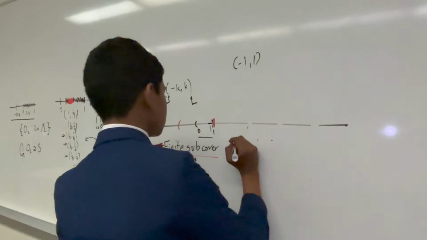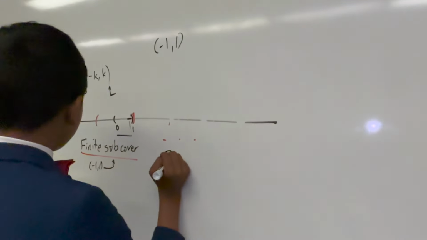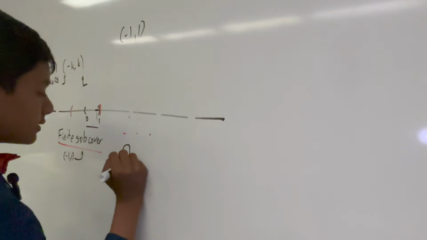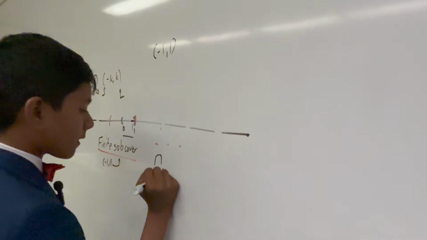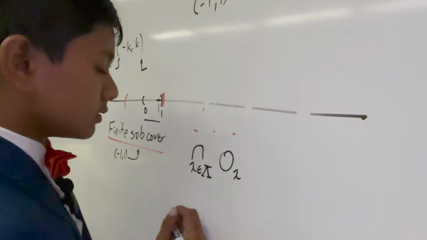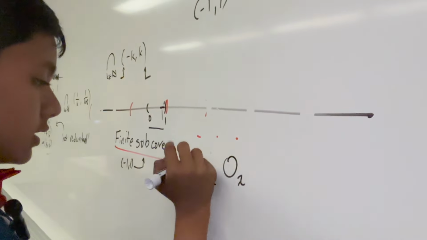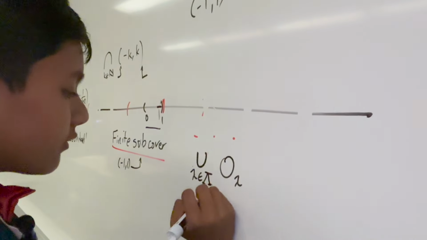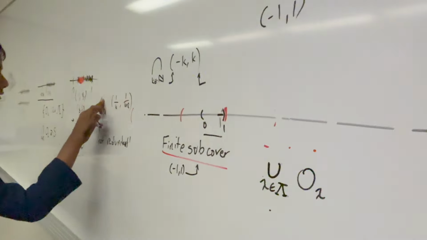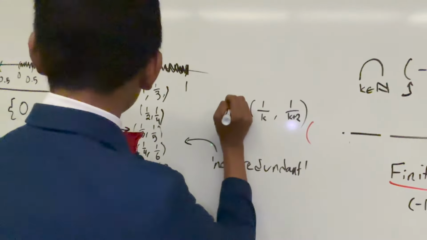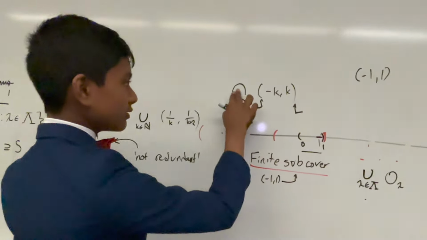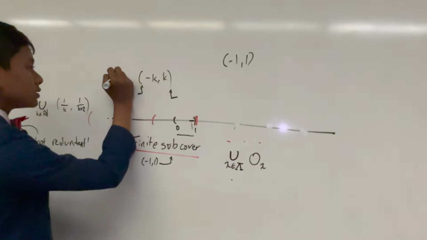Essentially, if we take it to be the union over lambda in lambda of O lambda, then we can find, oh, this is the intersection sign, sorry. Then we can find, oh my gosh, have I been writing the intersection sign everywhere? I must look so dumb. Oops. Okay.